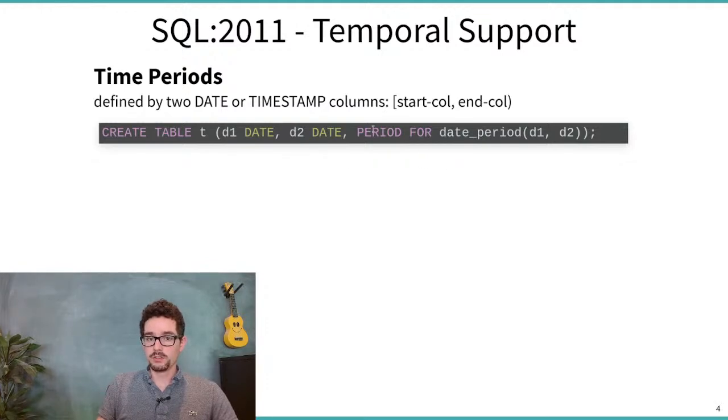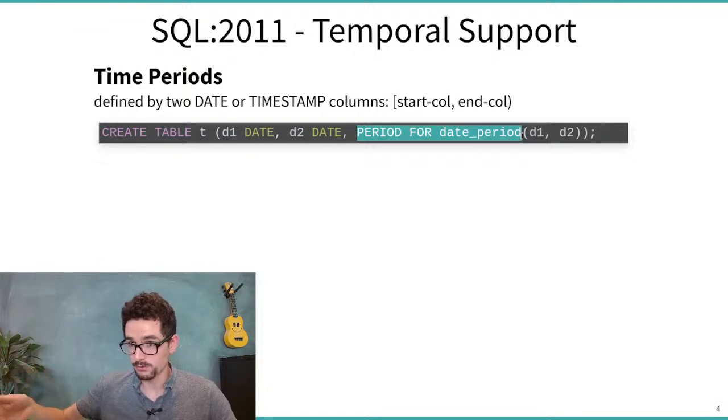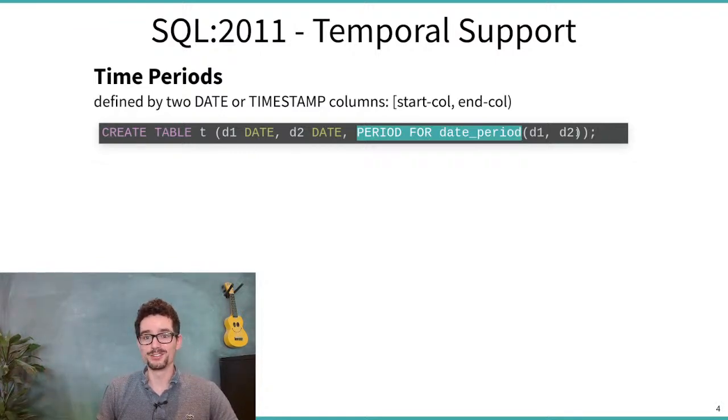And the second thing the database can do for you when you define a period, you can say WITHOUT OVERLAPS. That's really nice. So then the database guarantees that there are no overlaps in this time period here.